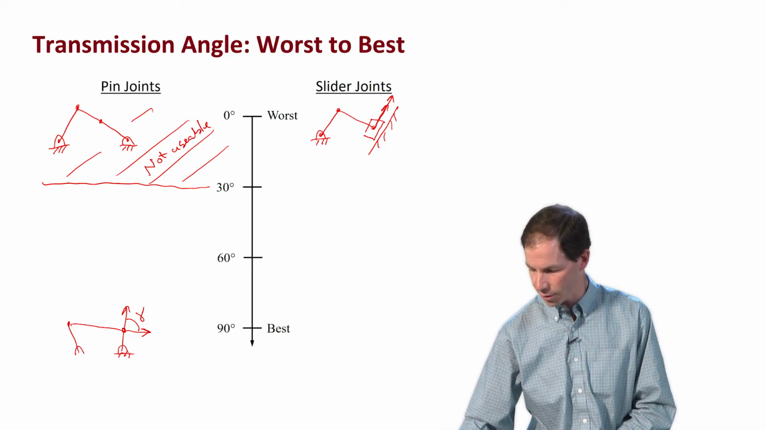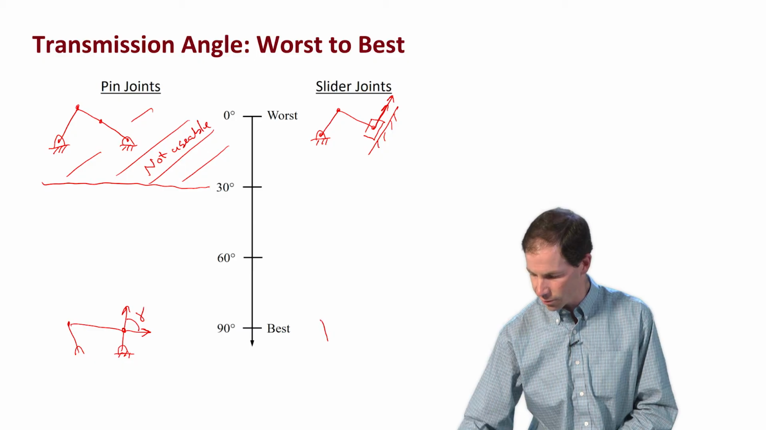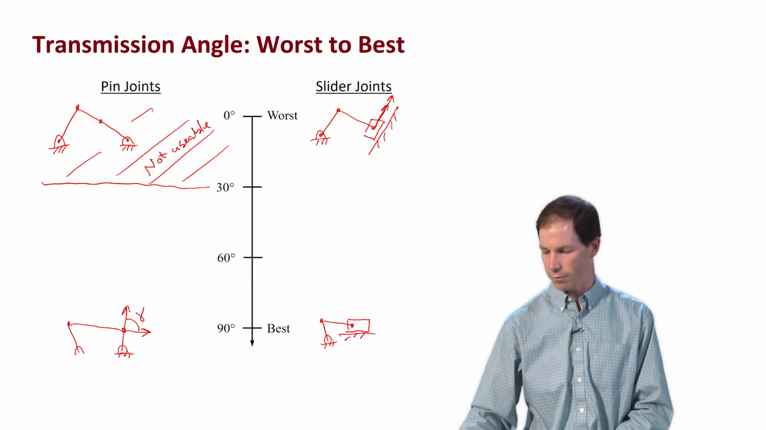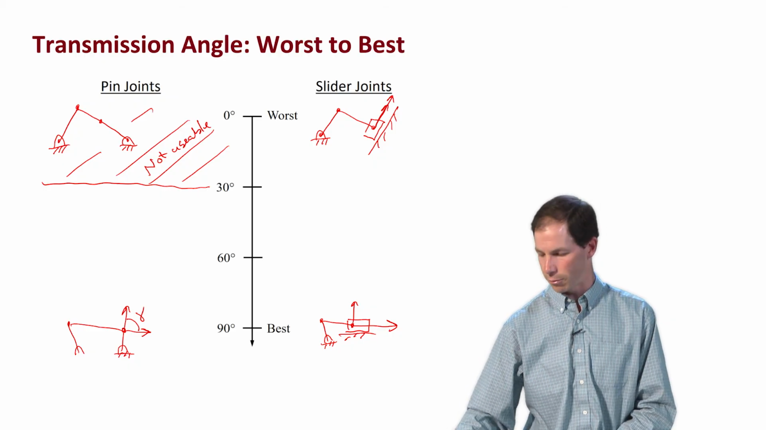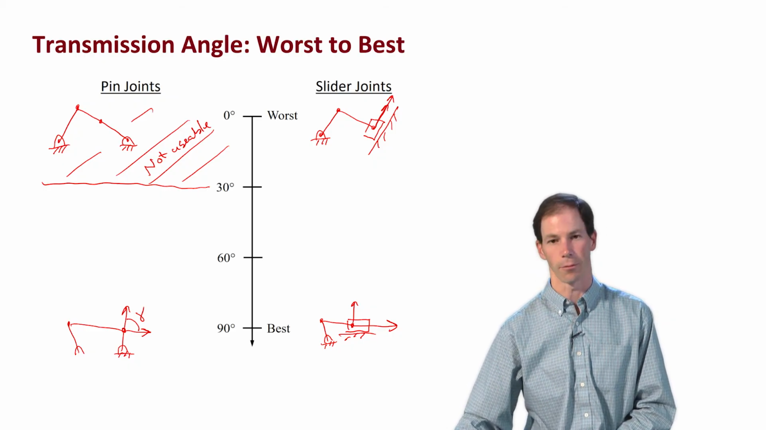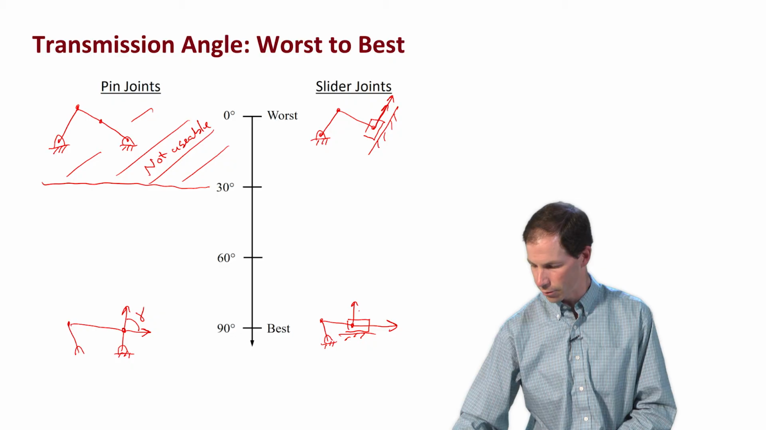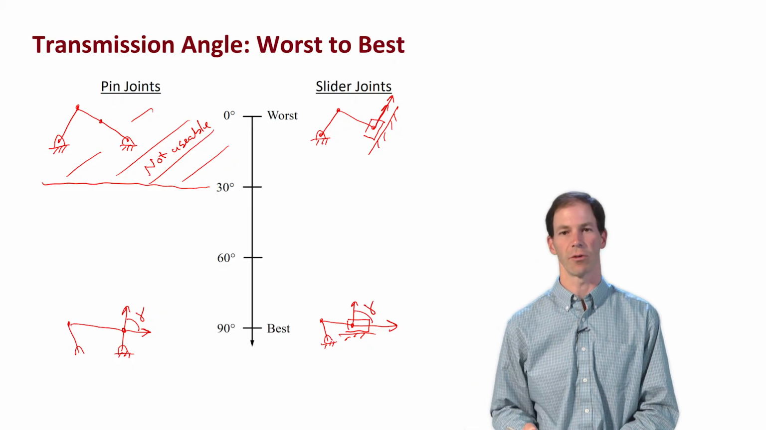The very best case is where I'm trying to just push the slider right along its axis of travel, something like this. Input link on the left. And now I have 90 degrees between the velocity of the slider and the velocity of the coupler with respect to the relative of the coupler. So this would then be my 90-degree transmission angle.